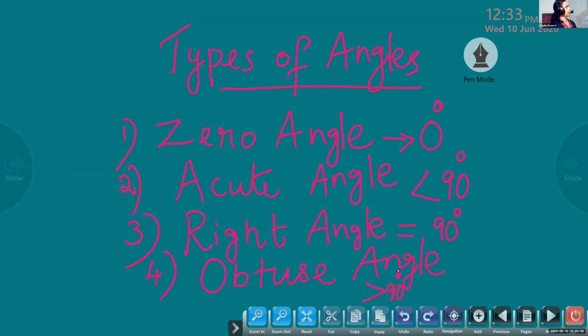Excuse me, ma'am. So what is the degree measure of right angle? It will be equal to 90 degree. Very good.